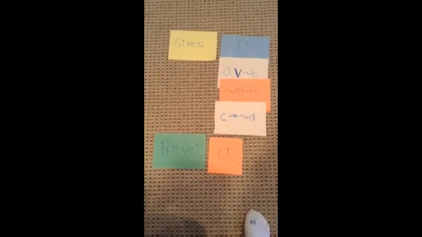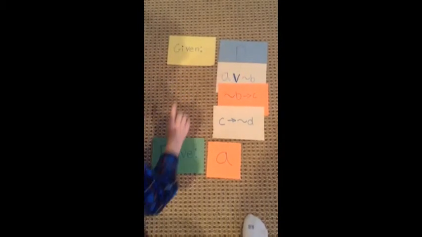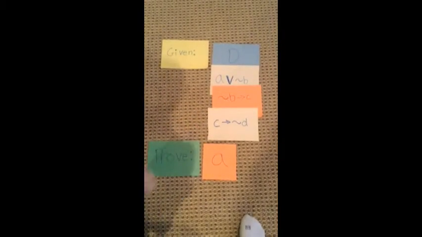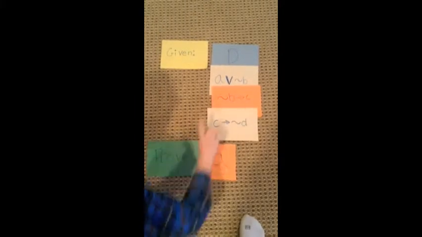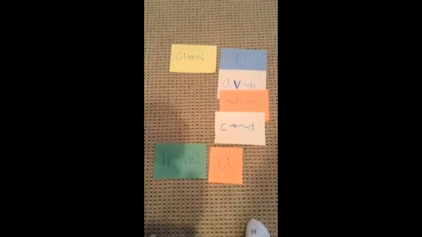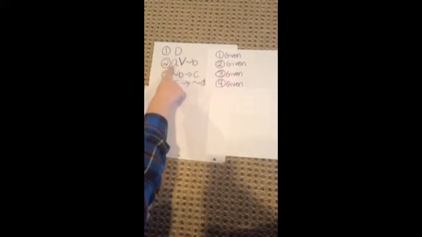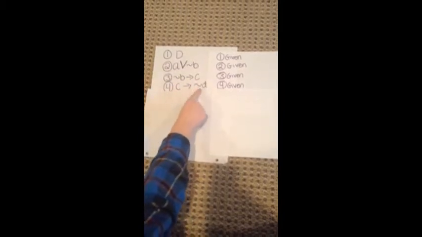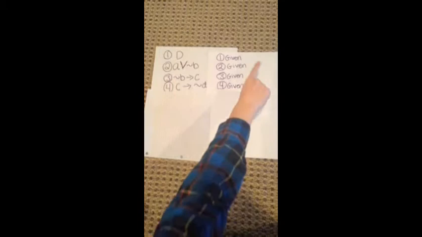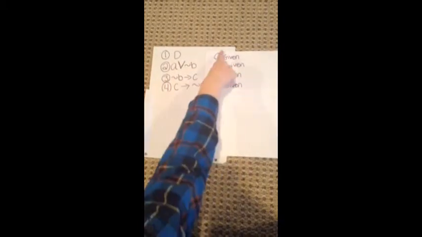Logic proofs. Proof number 1. If you are given D, A or negated B, negated B to C, C to negated D, and you have to prove A, to prove this, you have to write out your 4 givens. D as 1, A or negated B as 2, negated B to C as 3, C to negated D as 4. And on the other side, you will have to write 1, 2, 3, and 4 all under given.